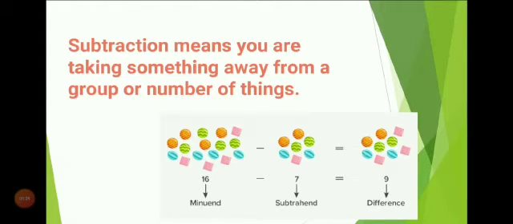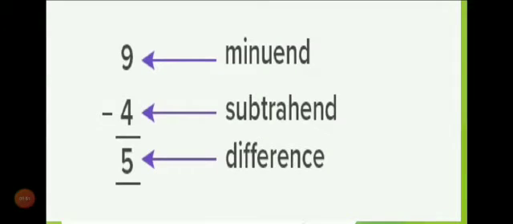Students, the number from which we subtract is known as minuend. The number which we subtract is known as subtrahend. And the answer which we get after subtraction operation is the difference. In the given example, 9 is the minuend, 4 is the subtrahend, 5 is the difference.